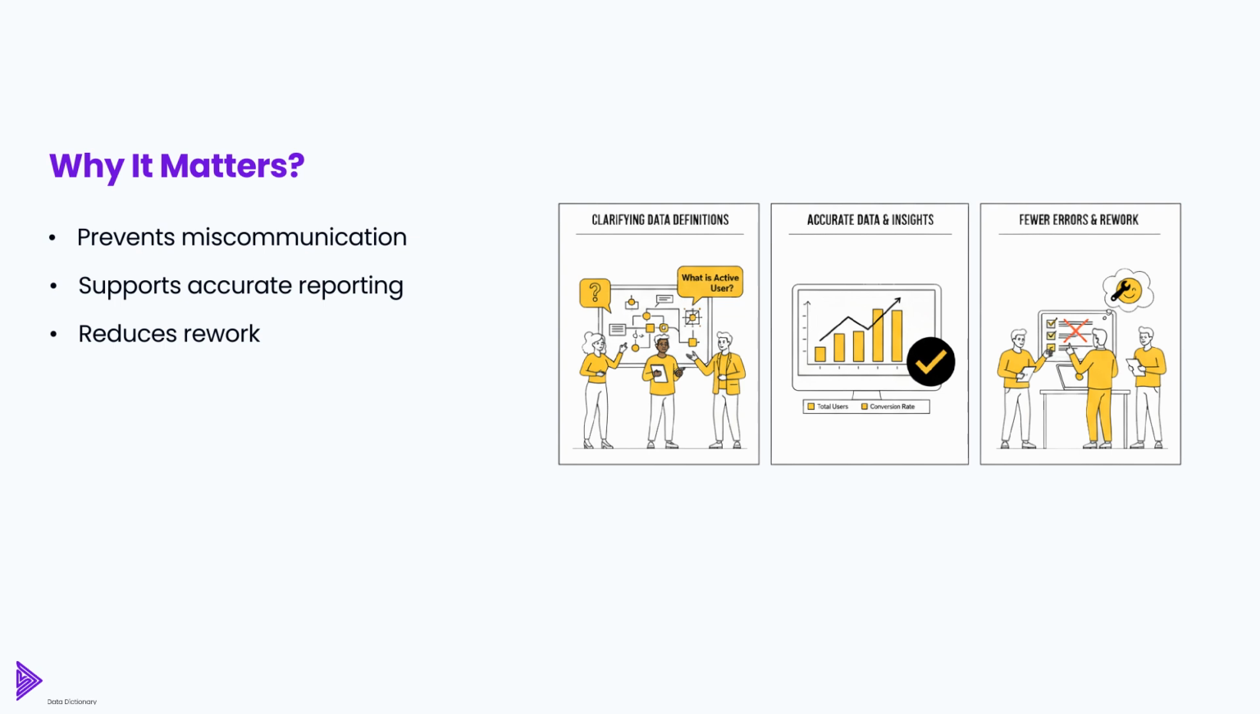Why does a data dictionary matter? Well, what's the point if your team is constantly guessing what a data field actually means? A data dictionary does three big things. It prevents miscommunication. Everyone knows exactly what start date or custom means. It supports accurate reporting. Your data becomes reliable, so every report reflects the same reality. And it reduces rework, no more fixing mistakes caused by misunderstood fields. It basically creates a single source of truth for your data, so teams can finally trust what they're working with.